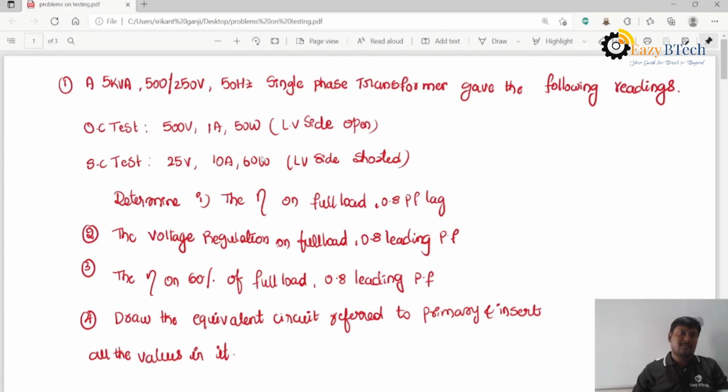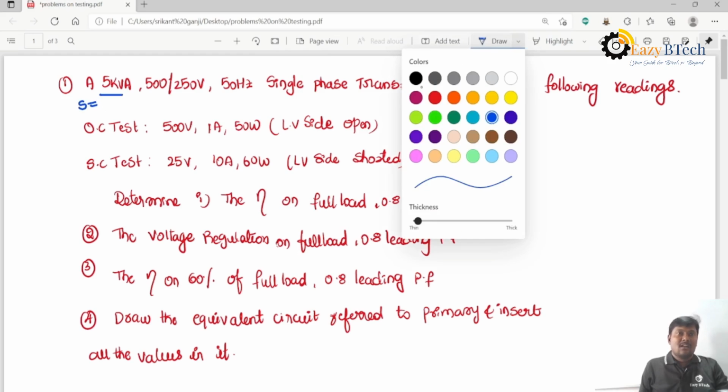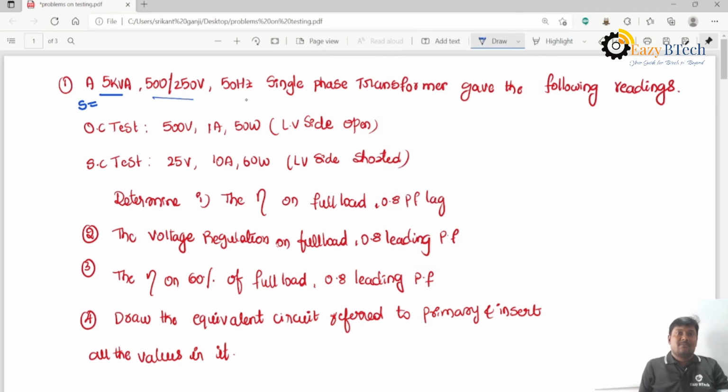Coming to the problems on open circuit test and short circuit test of single phase transformer. Here a 5 kVA, 500 volts by 250 volts, 50 Hz single phase transformer. This is HV and this one is LV. It gave the following readings. Open circuit test is conducted for this problem on HV side.